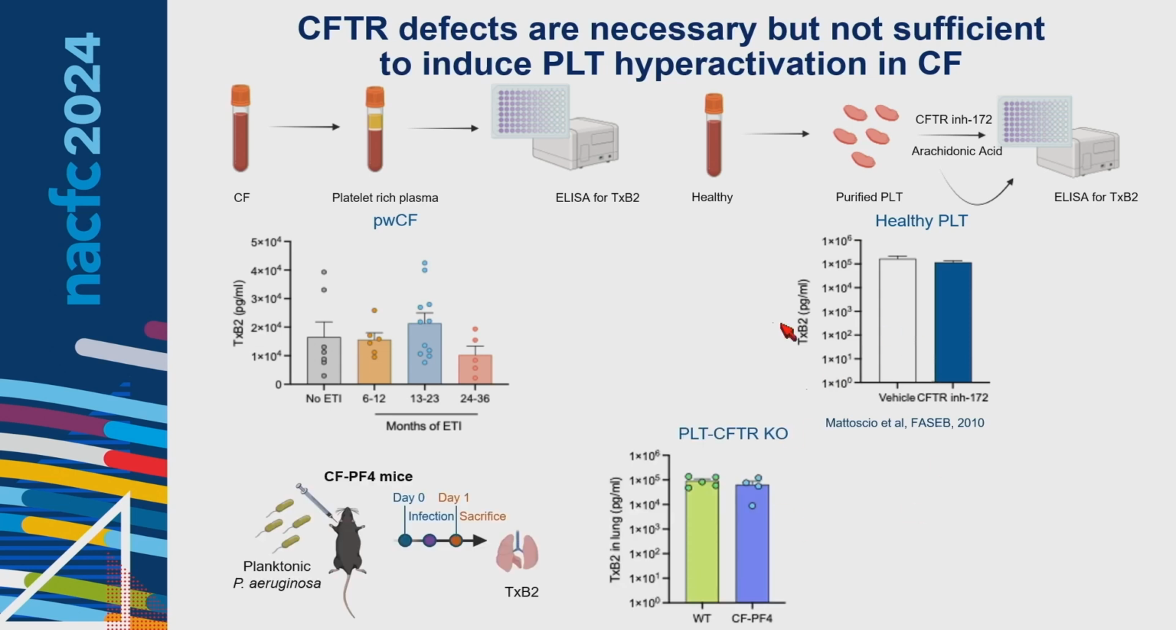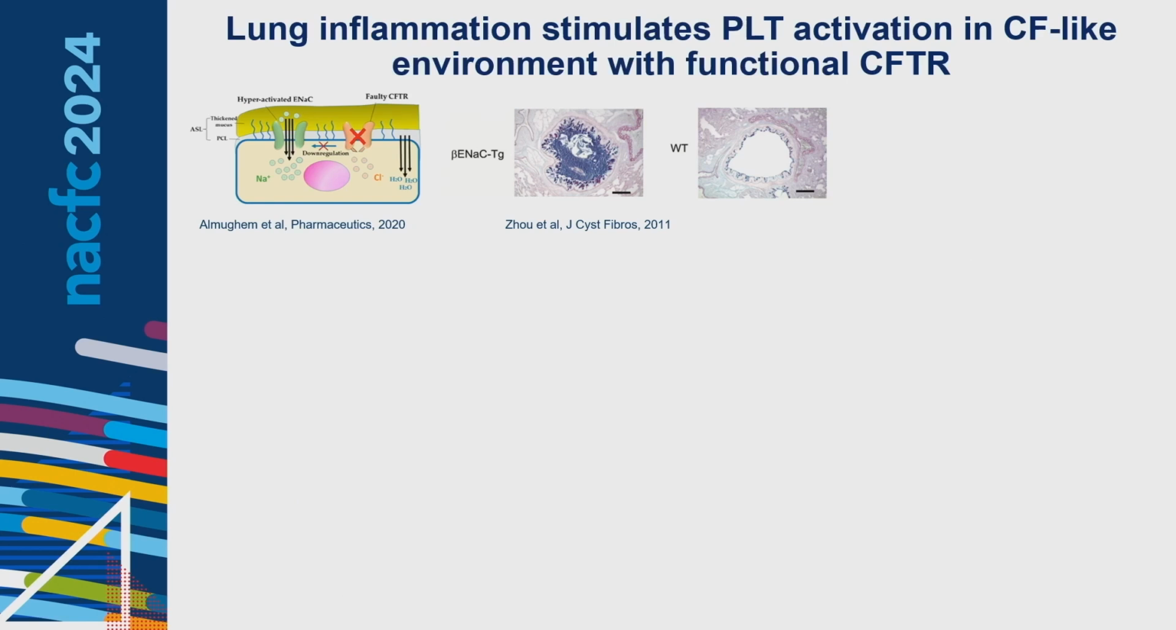And again, we also see now in mouse models in which CFTR has been depleted just in the platelet lineage that we do not have an increase in thromboxane B2 production. So collectively, these results suggest that in addition to the basic CFTR defect, something else is needed to promote platelet hyperactivation. Therefore, to study the contribution of airway inflammation in platelet activation, we took advantage of this mouse model, the beta-ENaC overexpressing mice, that has been generated by Professor Mall in Germany.